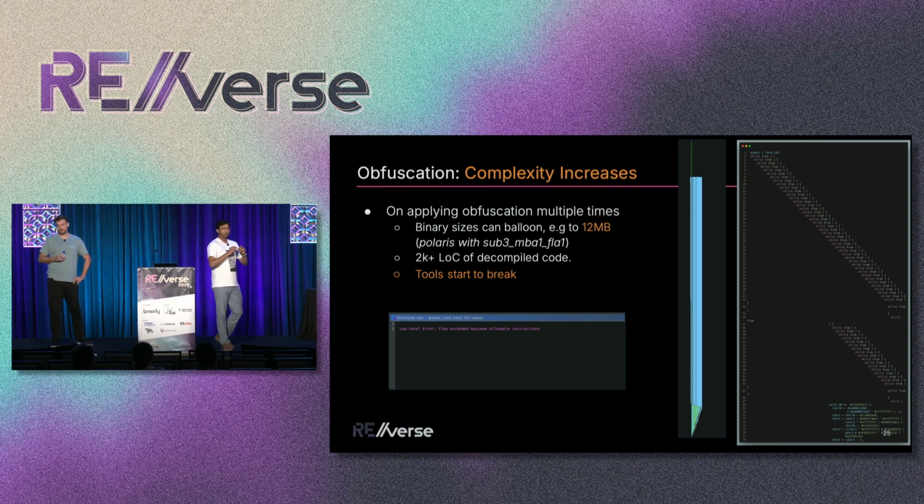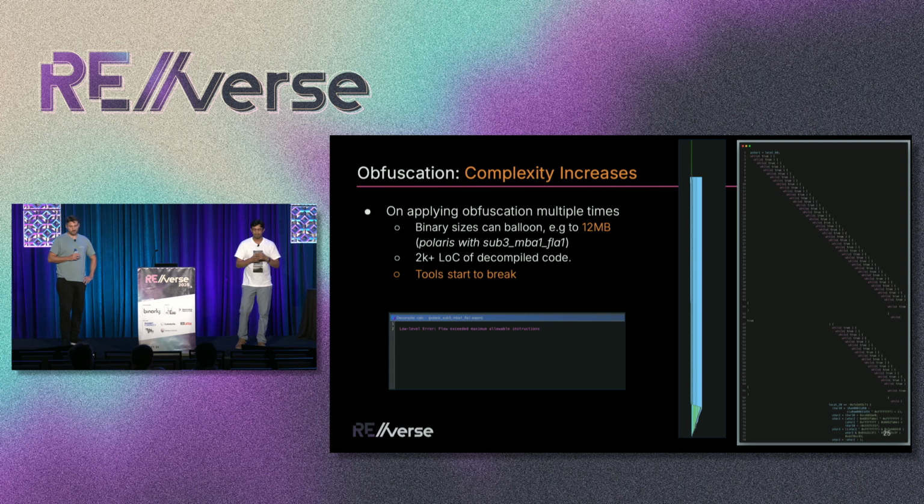What you can do is apply this obfuscation multiple times, like 2 passes, 3 passes, multiple of them, and things become really complex. The simple code that I showed you, like 5 or 10 lines of code, in one case we saw that the size ballooned up to 12 megabytes. So that small code became a 12 megabyte binary.